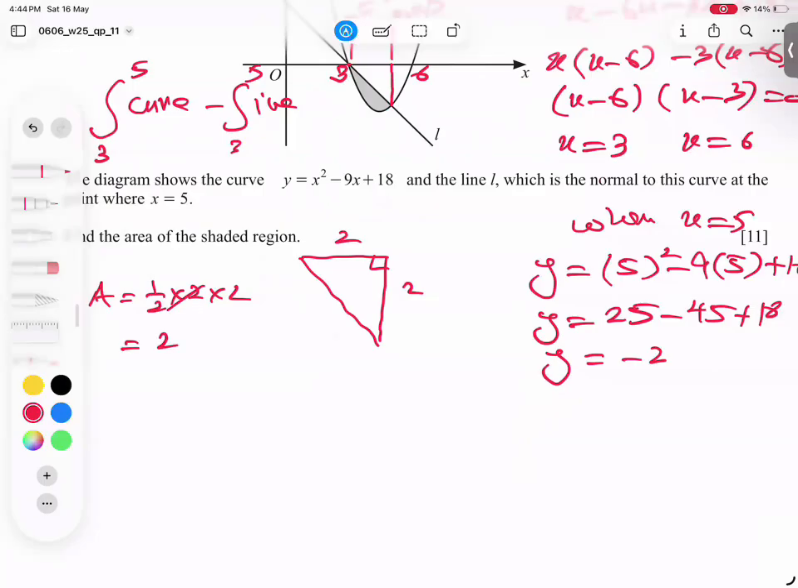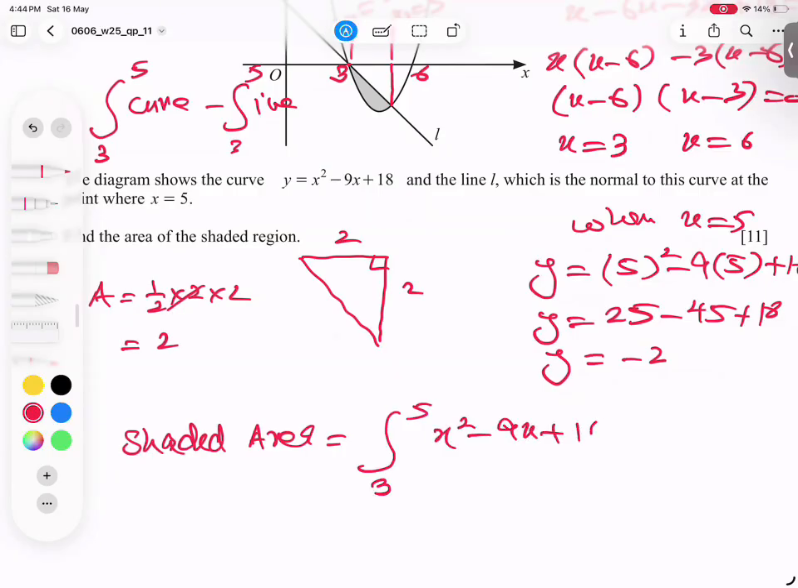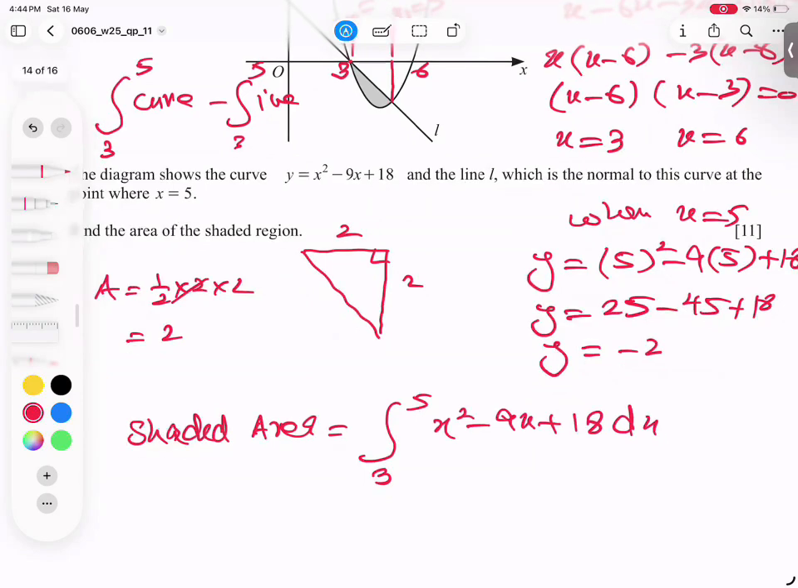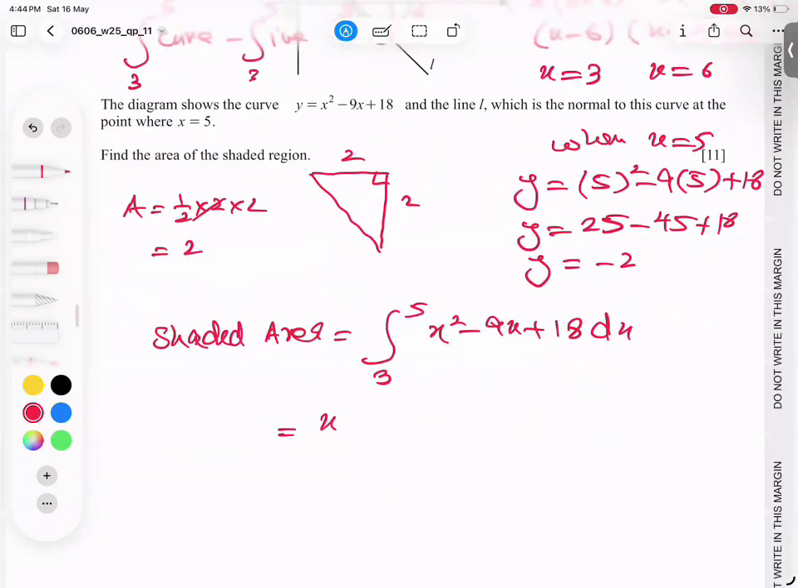After this, students, what to do? We will go for integration of the curve, and that is not a hard job. We can do it easily. Shaded area: 3 to 5, the equation of the curve, I'm going to integrate. And what is integration? Increase the power by 1 and divide by the same, and 18x. And the limit is 3 to 5. Now, students, I'm going to find it.